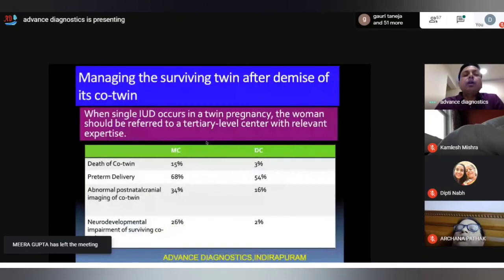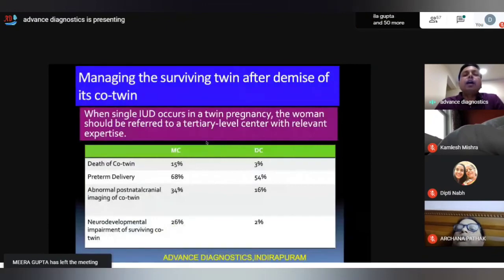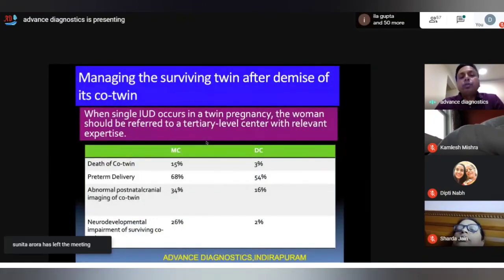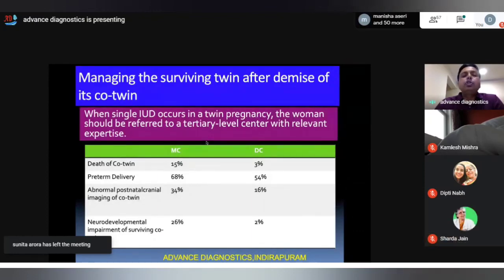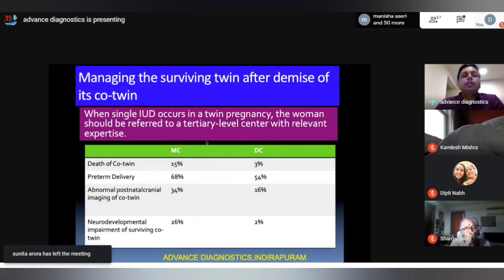And how to manage the surviving twins after the demise of its co-twin. When a single intrauterine death occurs in a twin pregnancy, the woman should be referred to a tertiary level center with the relevant expertise only.